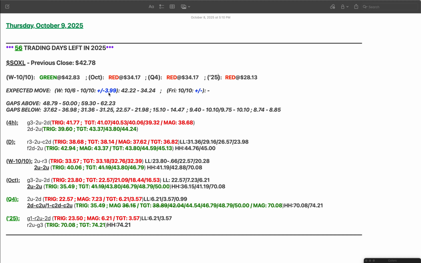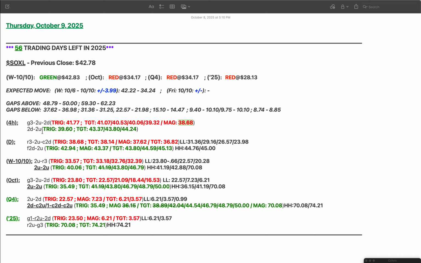Again, we've got the market makers expected move of plus or minus $3.99, giving us that range of 42.22 and 34.24. We know where our gaps above and our gaps below are. So on the 4-hour, if we do trigger to the downside again, that's a 3-2 up, 2 down, triggering at 41.77. Target these intermediate targets before we get to the magnitude, because it is such a big move in the face of a pretty strong uptrend. We've got these intermediate targets of 41.07, 40.53, 40.06, and 39.32. Again, the magnitude for the move is 38.68.